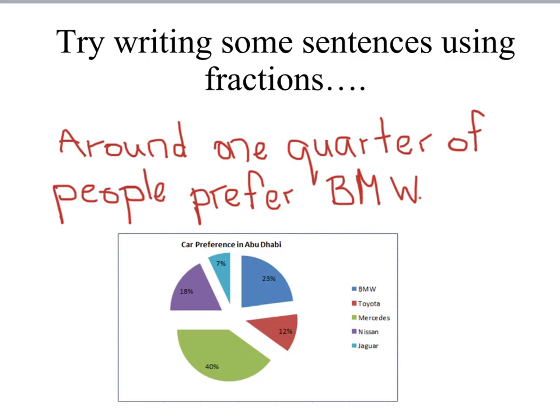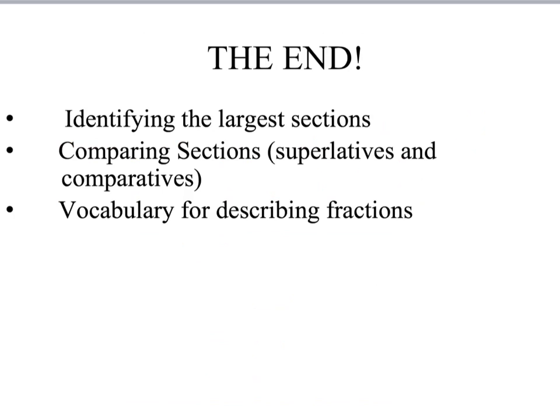This is the end of the video about pie charts. We've talked about identifying the largest sections of the pie chart, comparing sections using superlative and comparative adjectives, and vocabulary for describing fractions. All of this information should be included in the main body of your report. You can practice by writing about the two pie charts showing car preference and showing chocolate bar preference that you saw in today's video.